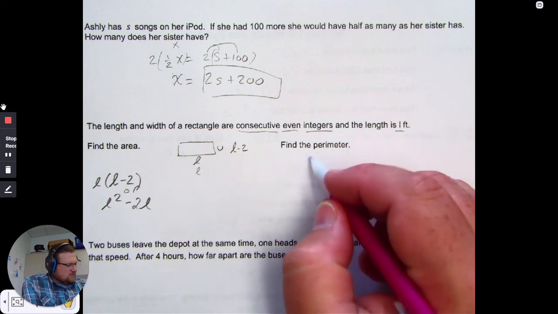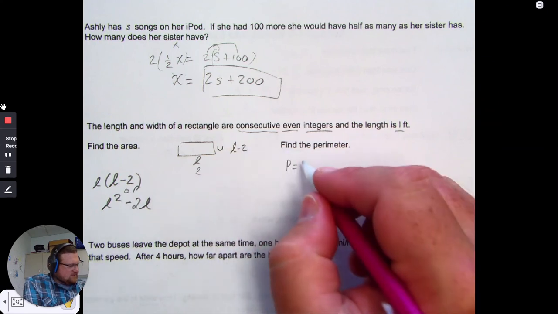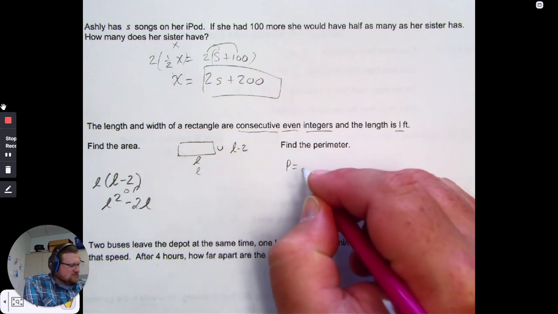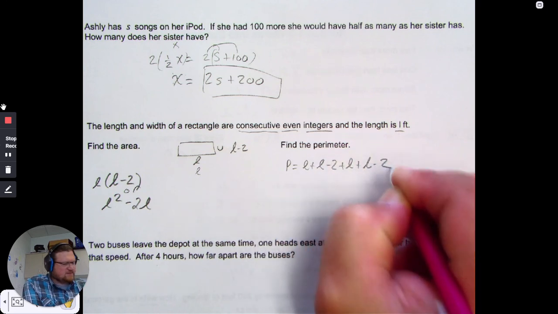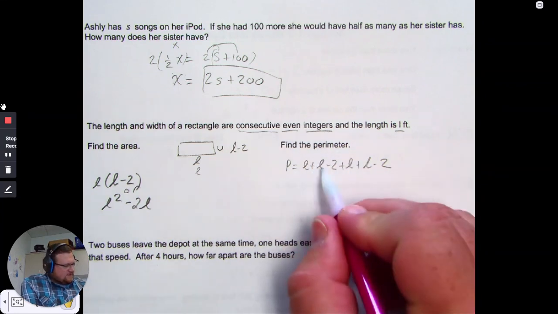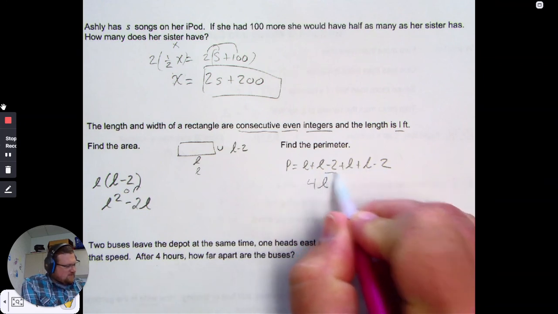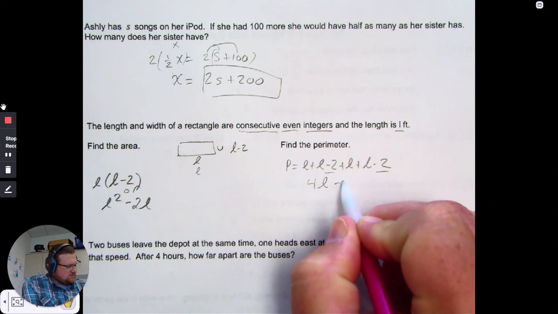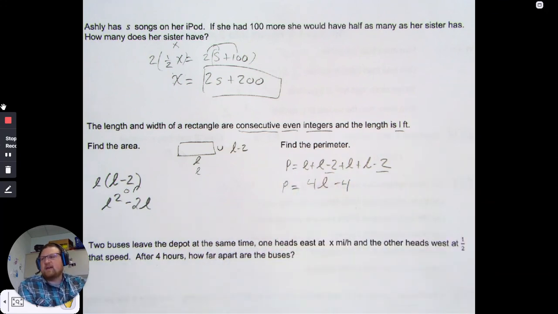Okay, so now when we look for the perimeter, our perimeter is 2 times the base plus the height, or you could just say it is L plus L minus 2 plus L plus L minus 2. So when we go through these, we'd have 1, 2, 3, 4 L's that we're adding together, and then we have minus 2 four times, which would be minus 4. So your perimeter is 4L minus 4.